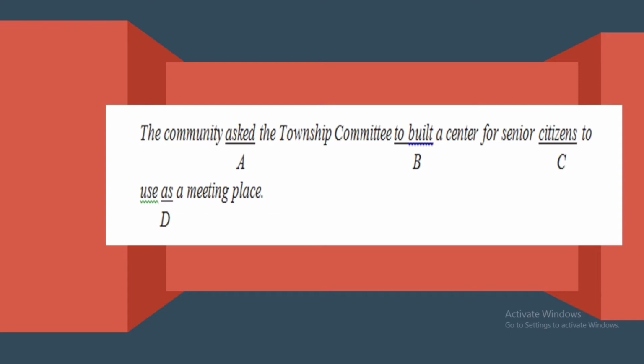Okay? Because in this case, the community asked the Township Committee to, asked. Of course, the question is asking about something, and then to build a center for senior citizens. Yes, citizen means people, society. To use, of course, as a meeting place, because it will be used as a meeting place. Yes, in this case it is B, because to must be followed by verb 1.